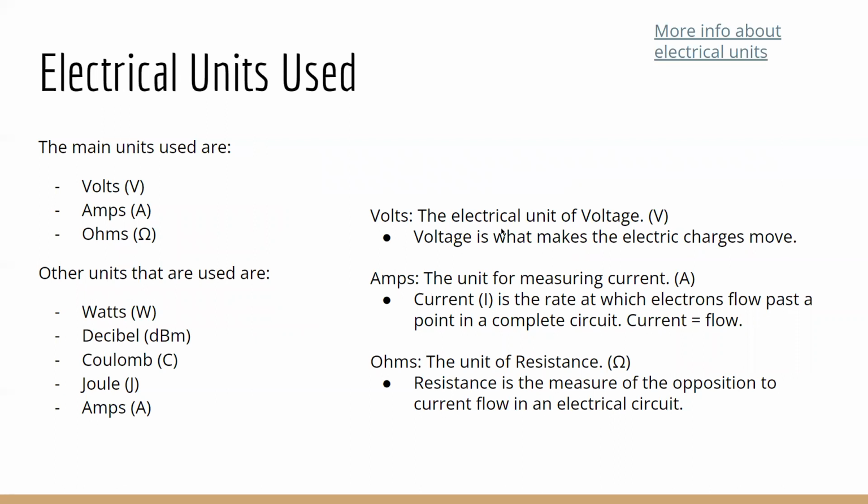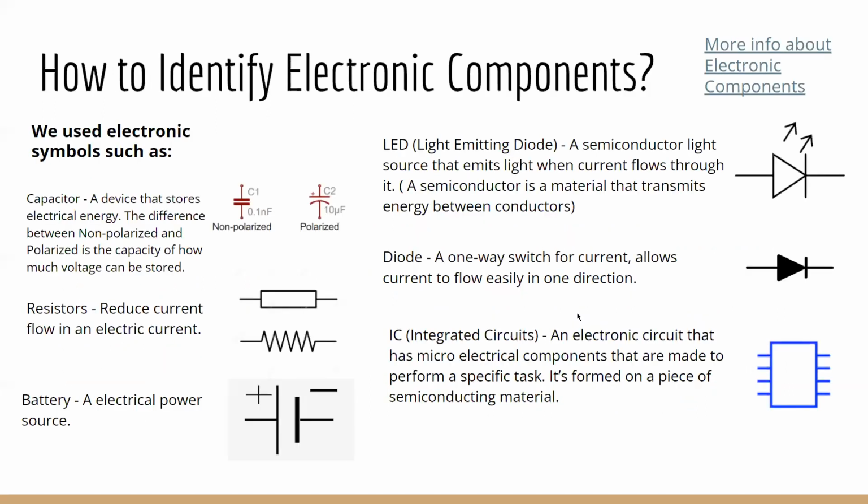Volts are basically the electrical unit of voltage. Voltage is what makes electric charges move. Amps are the unit for measuring current, current being the rate at which electrons flow past a certain point in a completed circuit. Current is the flow, and ohms are the unit of resistance. Resistance is basically the measurement of the opposition to current flow in an electrical circuit.